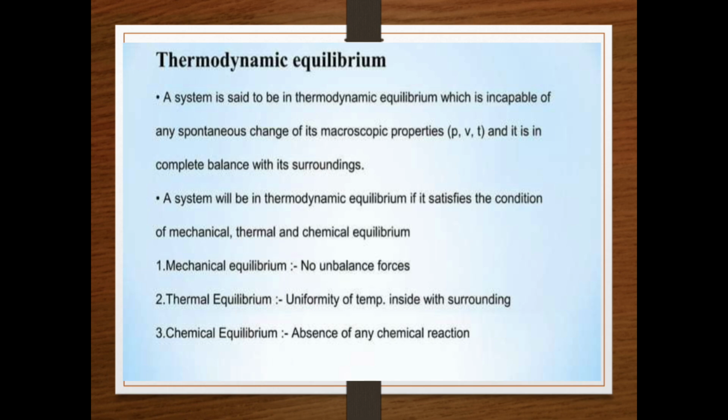What is meant by mechanical equilibrium? Mechanical equilibrium is nothing but no unbalanced forces acting on the body. Then thermal equilibrium: uniformity of temperature inside the surroundings. Chemical equilibrium: absence of any chemical reaction. There is no chemical reaction. These are all the thermodynamic equilibrium conditions.